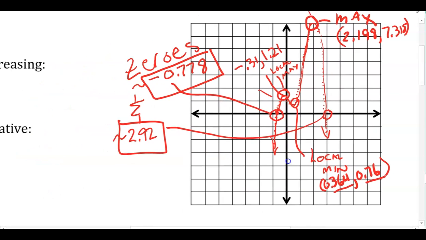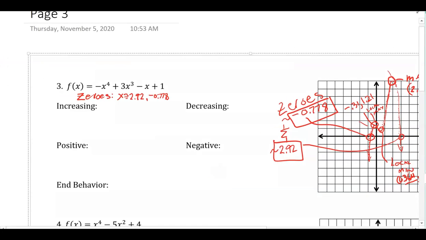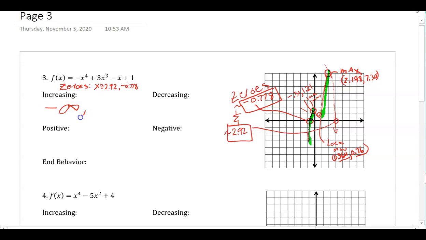So from there, we can then take a look at getting our increasing and decreasing. So I'm going to highlight in green my increasing. I am increasing from negative infinity to my local max at negative 0.31. So from negative infinity to negative 0.31, approximately.